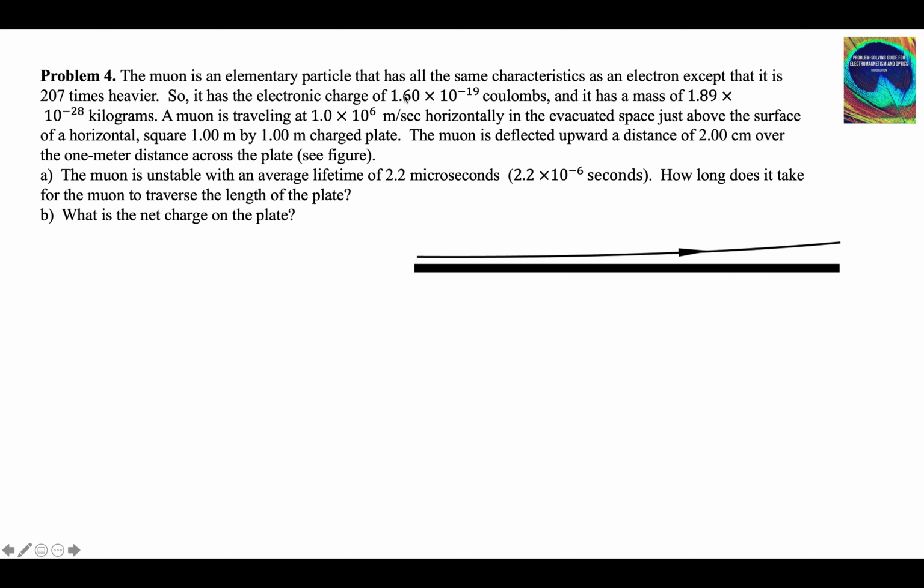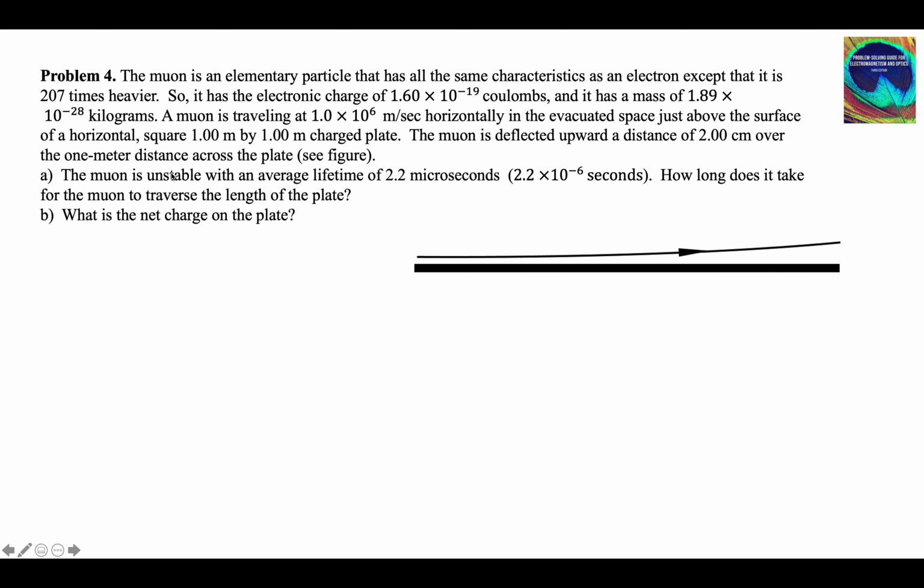It has the same charge, the electronic charge, 1.6 times 10 to the minus 19th coulombs. It's negative. It has a mass of 1.89 times 10 to the minus 28th kilograms. A muon's traveling at 10 to the 6 meters per second, just above this plate. The plate is 1 meter by 1 meter, a square. The muon is deflected upward a distance of 2 centimeters over the 1 meter distance across the plate. That's 1 meter. The deflection from the straight line is 2 centimeters.